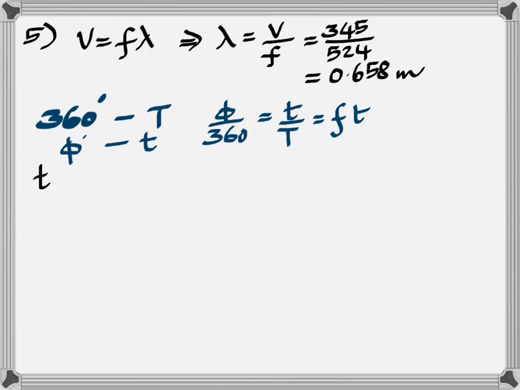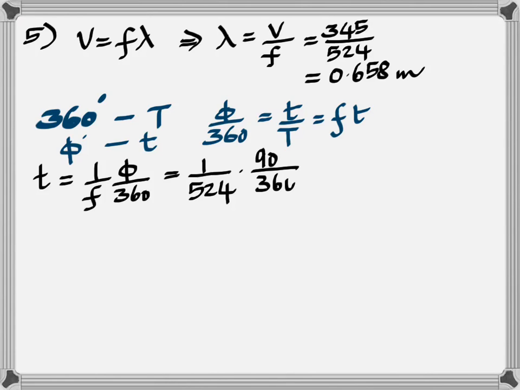And then because 1 by capital T, 1 by time period, is frequency, I got a formula. 5 by 360 is ft. Now you got to find the time, so rearrange that. There's the answer.